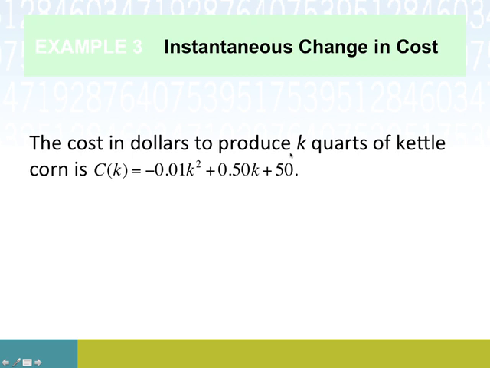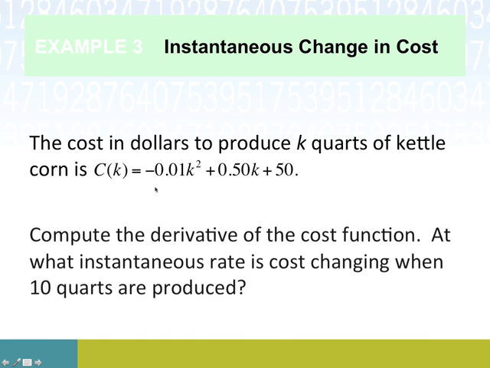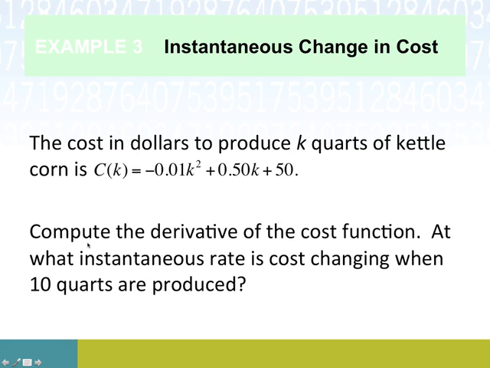Okay, so we're going to try out an applied example to give this some context. So cost in dollars to produce k quarts of kettle corn. We saw this when we did our average rate of change computation earlier in the previous video. So our job is to compute the derivative of the cost function and then answer this question. Instantaneous costs, so this instantaneous rate of change thing is a piece of new terminology. This just means the derivative.